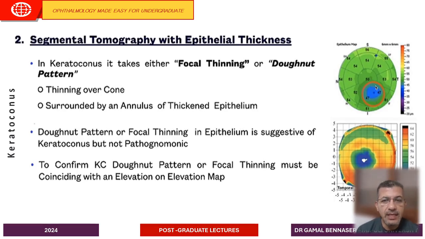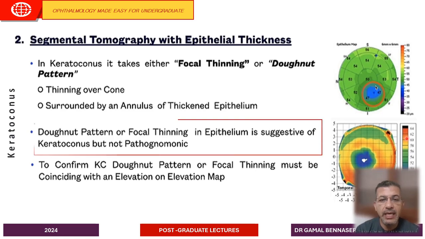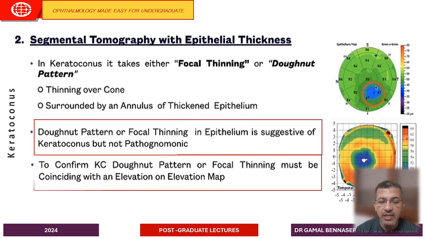So now we understand that the typical appearance of the epithelial mapping in the case of keratoconus will be the donut pattern. And by donut, we mean that there is a focal area of thinning over the apex of the cone, surrounded by a zone of hyperplasia, as you can see in this one. This zone or isthmus of hyperplasia is known as the donut pattern, and this donut pattern is suggestive of keratoconus and becomes pathognomonic only if it is supported by similar changes in the posterior surface of the cornea.